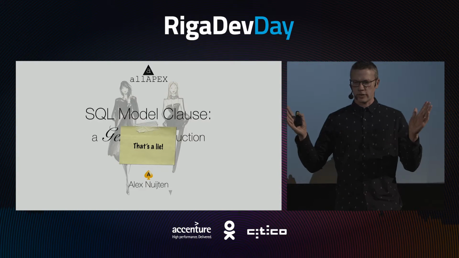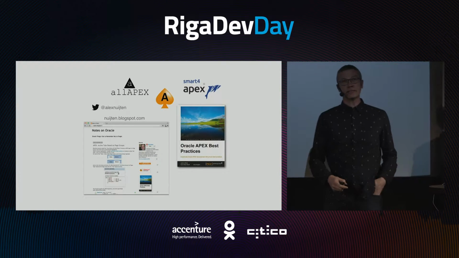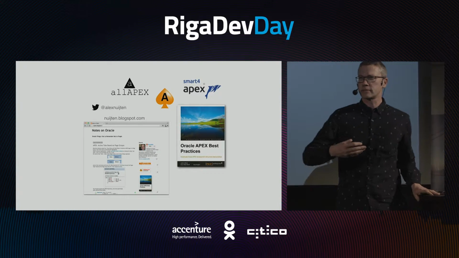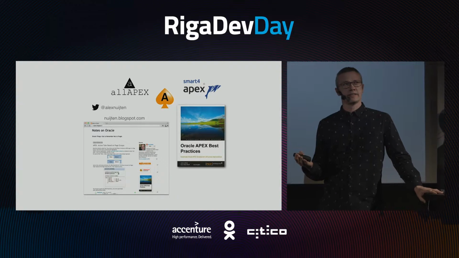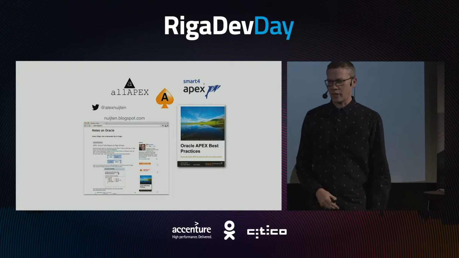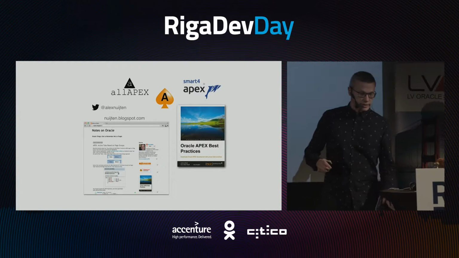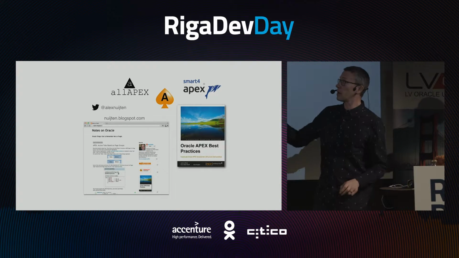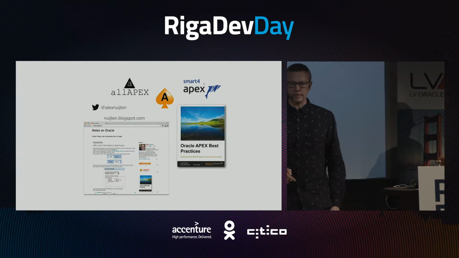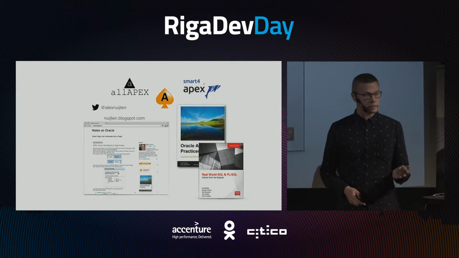Sorry. Okay. I'm Alex. I'm from the Netherlands, so that's why I have this accent. If I'm talking in a way and you cannot understand anything I'm saying, please let me know. Well, the model clause tends to do that. I'm one of the Oracle ACE directors. I blog, I tweet, wrote a book, and I'm part of the Smart for Apex team as well. Even though I said I'm never going to write a book again, they tricked me into writing another one.